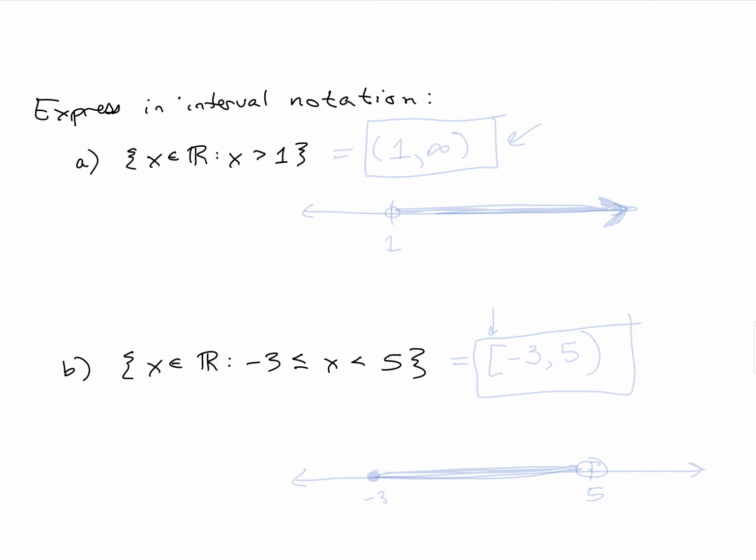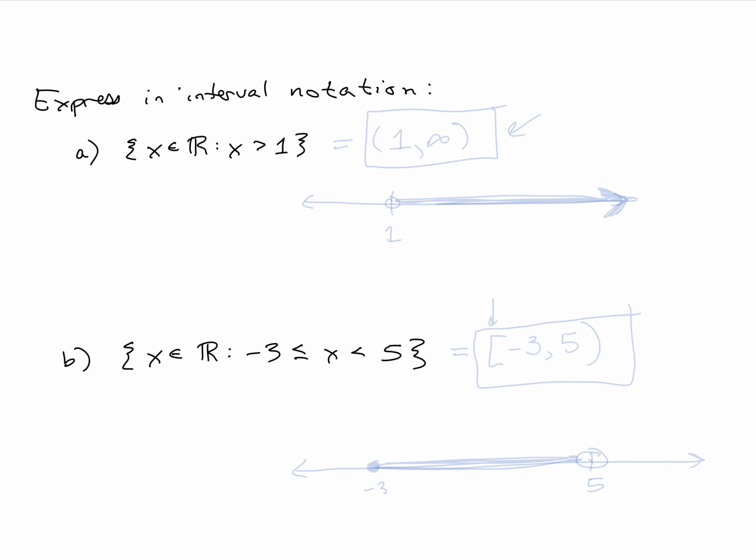x in the real numbers such that x is greater than 1. Because it's greater than 1, that means we have an open left side. So it's 1 all the way up to, but not technically including, infinity. This would be the open interval from 1 to infinity. So that's expressing it in interval notation.